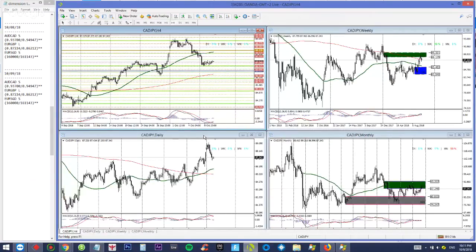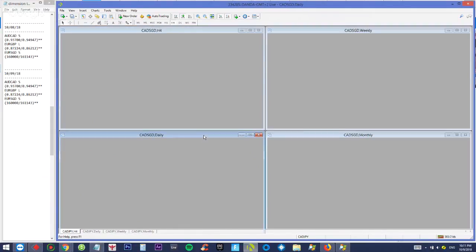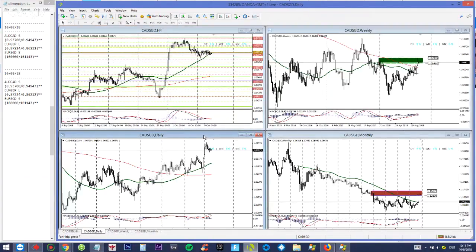Supply, demand, no change. There's no higher high breaking low, either day or 4 hour, so no setup. Supply, no change. Demand, we can add one demand here.